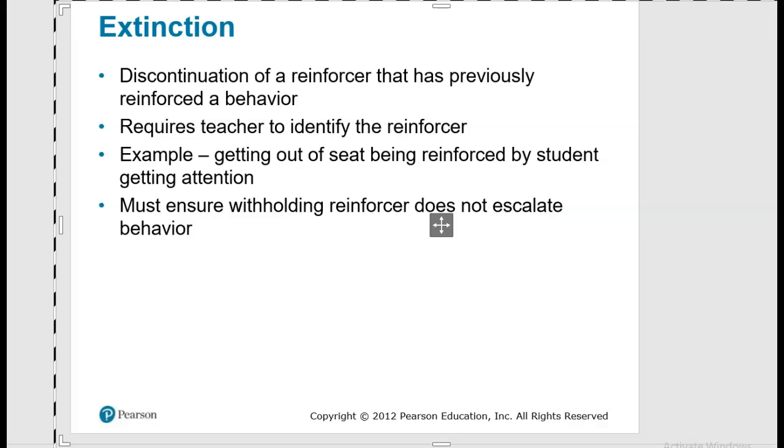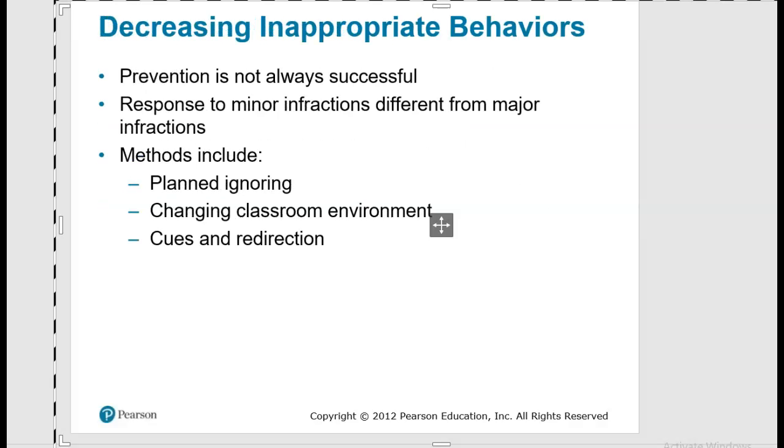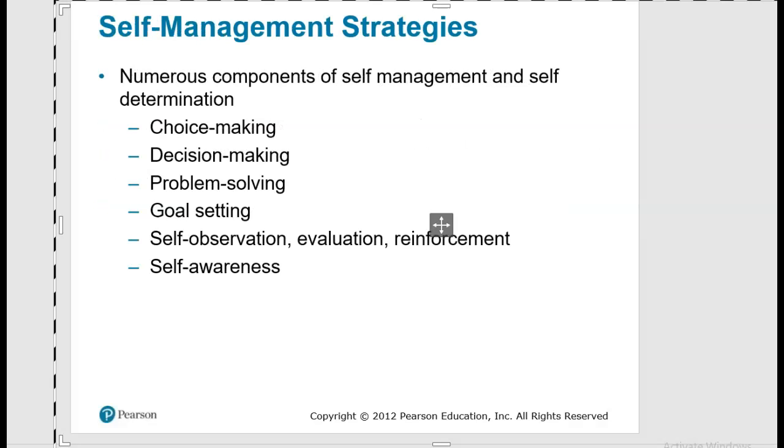Okay, so you want to stop reinforcing that behavior, but you also have to make sure that, by you ignoring, perhaps a planned ignoring, if you plan to ignore them while they get out of their seat, they are not going to escalate and start hitting another student so that they do get your attention. So again, you really need to identify the reinforcer and then stop reinforcing whatever has previously reinforced the behavior. I know it's a lot of words.